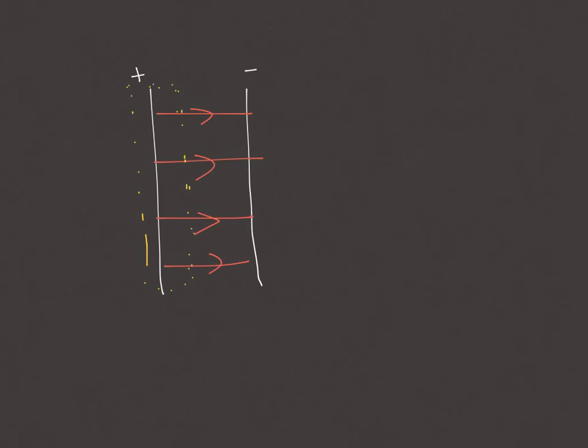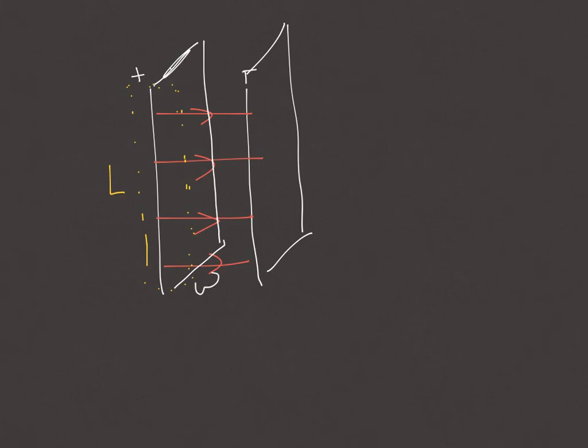All right. Still looking at our plates here. This is positive, that's negative. We have the net field going this way. If we were to use Gauss's law and encompass the entire length of the plate, so length L, and this is a plate, so it has some width here. And we apply Gauss's law.